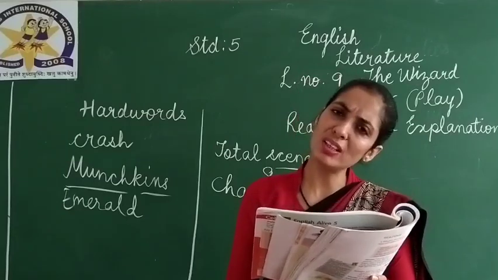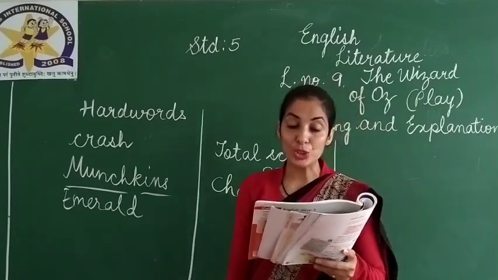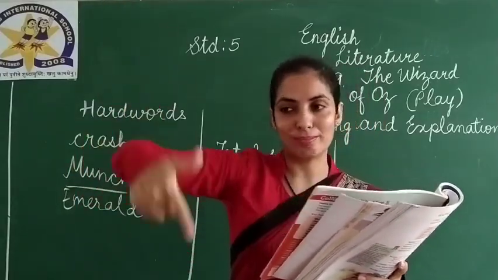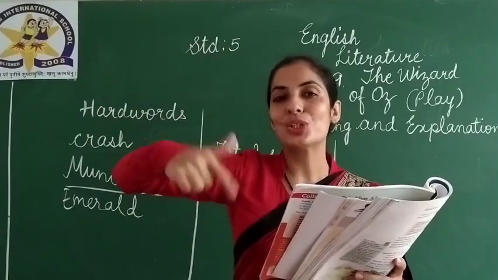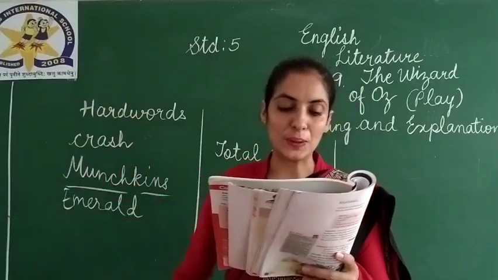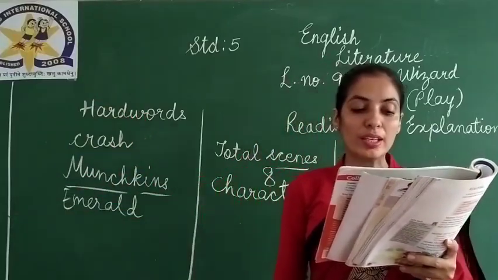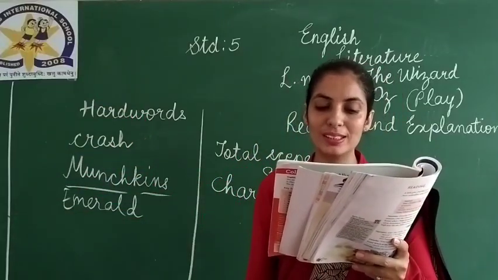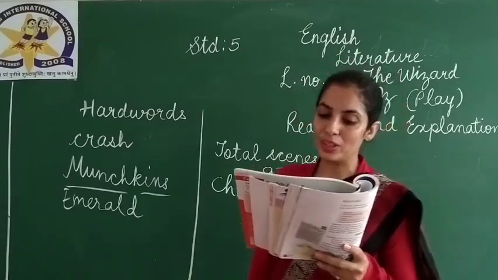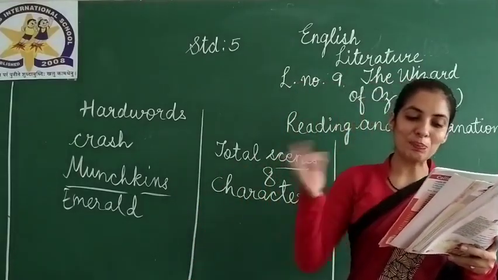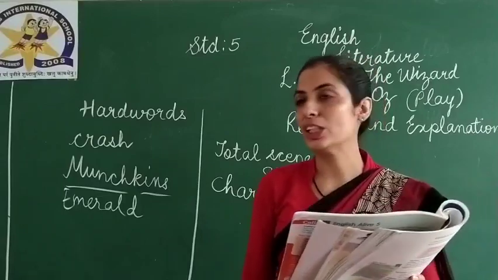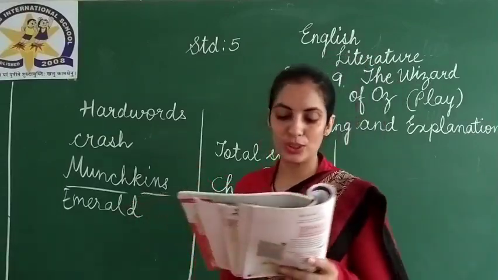Dorothy says, how can I reach the Emerald City? Good Witch of the North says, follow the yellow brick road. Through the yellow brick road, she could reach the Wizard of Oz or Emerald City. Narrator says, the little Munchkins led Dorothy to the yellow brick road. She waves goodbye and skips down the road with Toto. Now scene 2 starts.